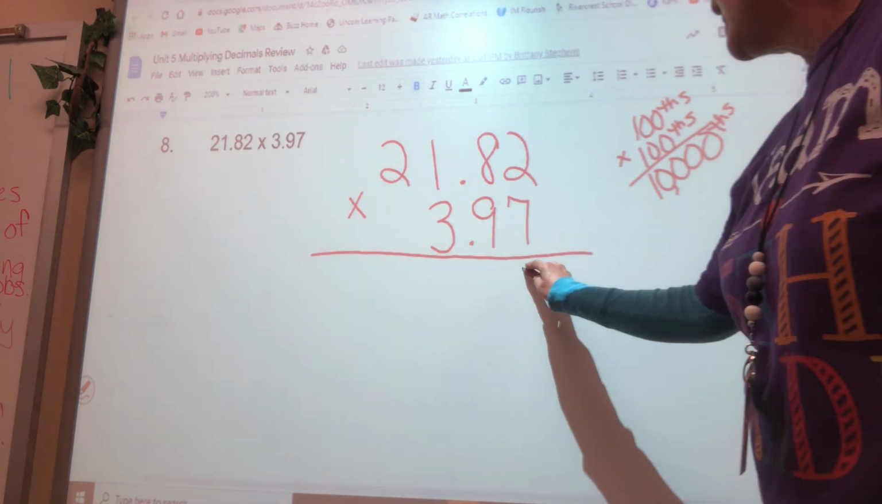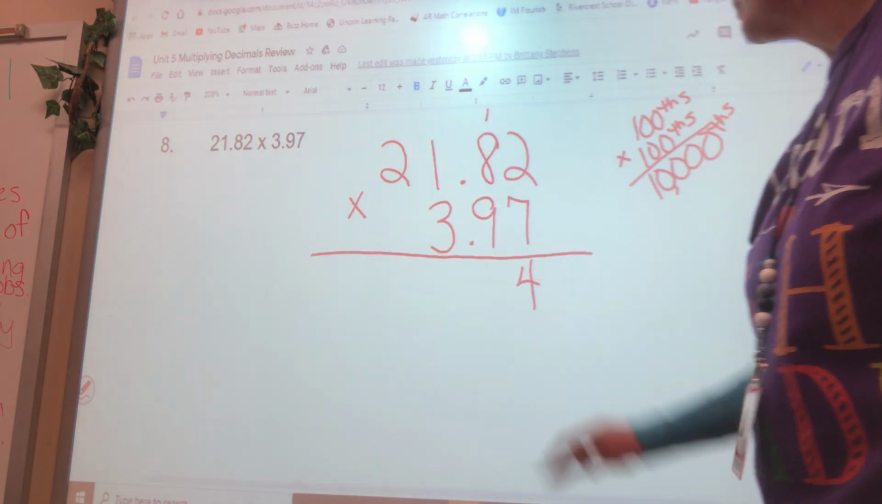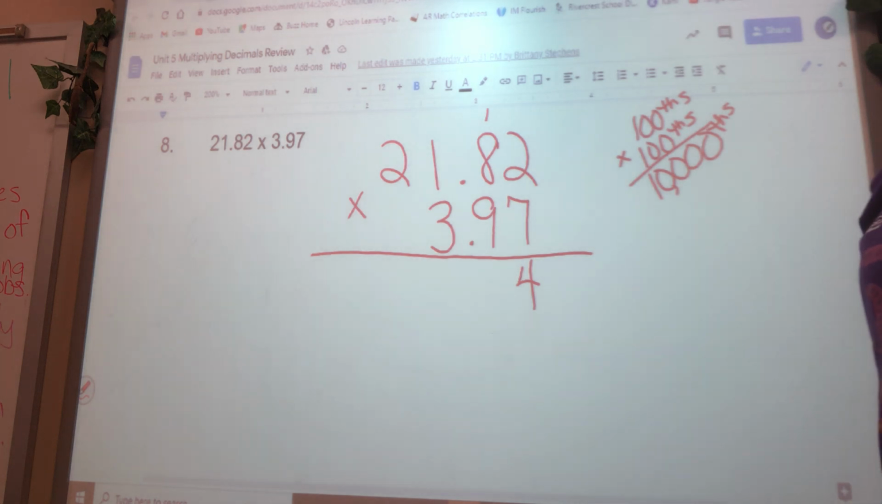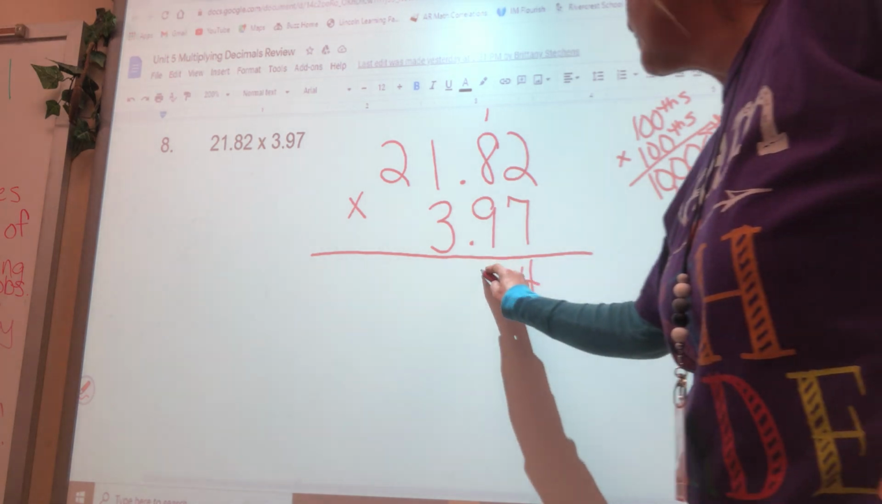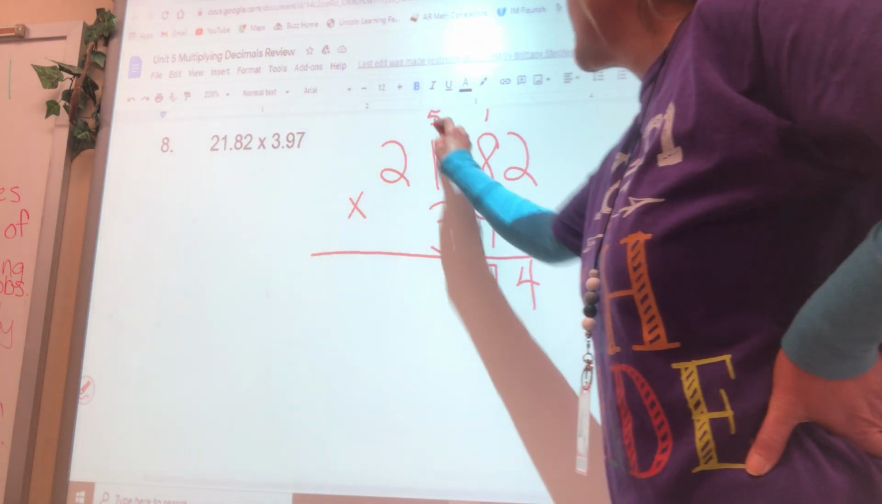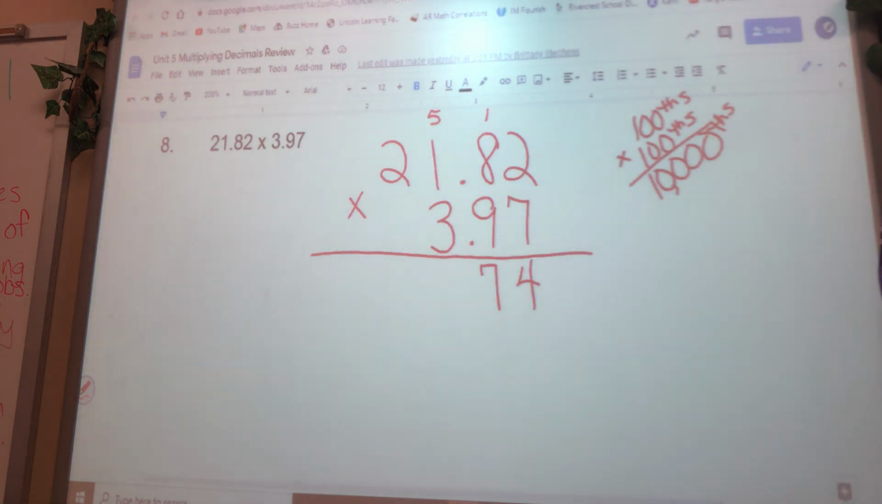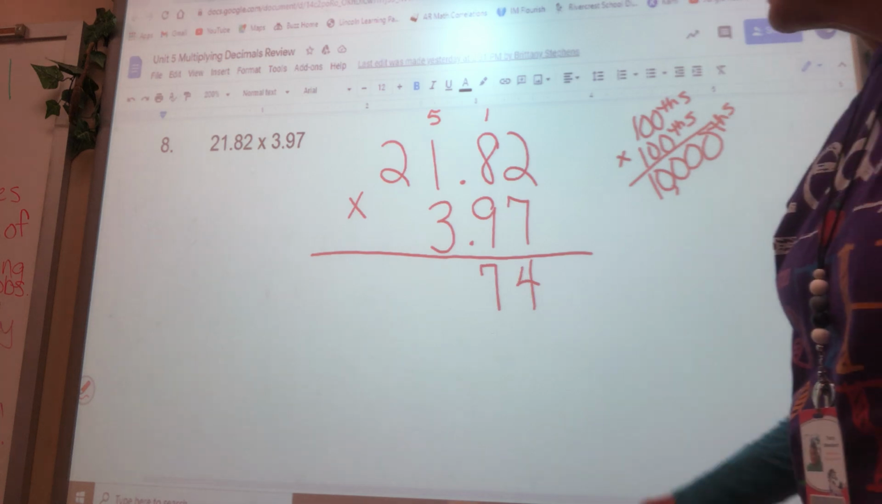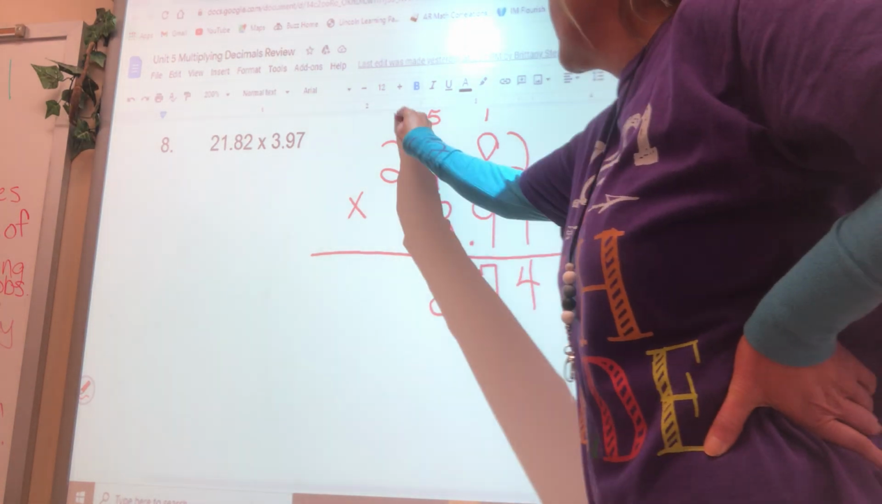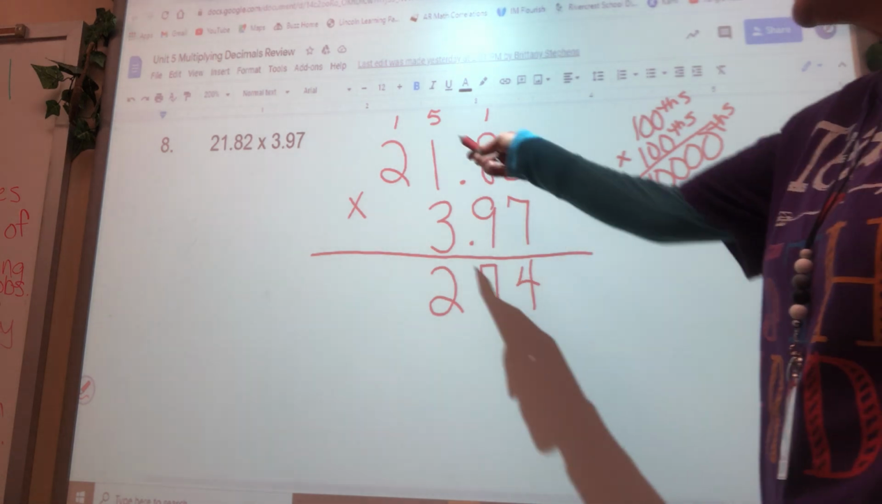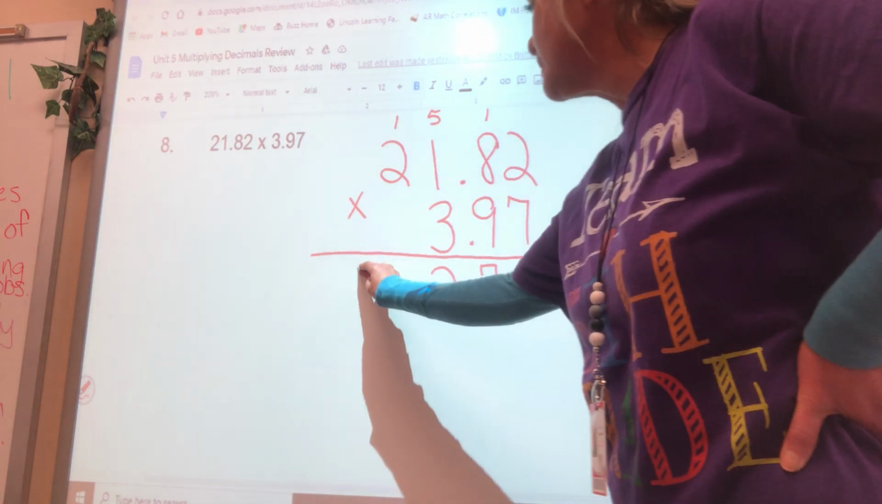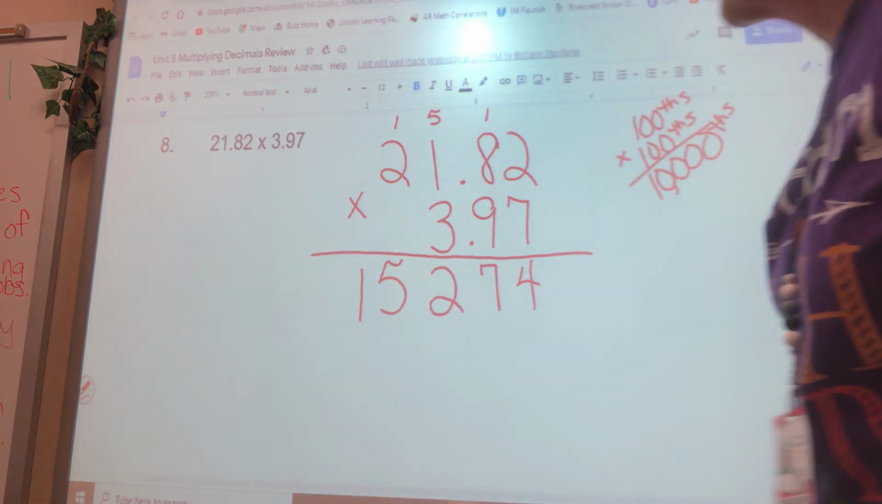7 times 2 is 14. Carry your 1. 7 times 8 is 56, plus the one that we carried is 57. Carry your 5. 7 times 1 is 7, plus 5 is 12. Carry your 1. 7 times 2 is 14, plus the one that we carried is 15.